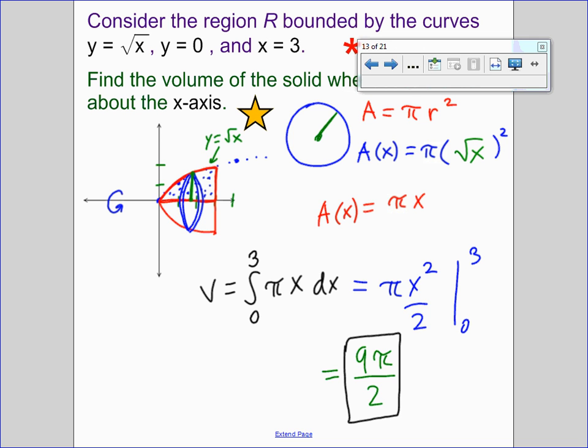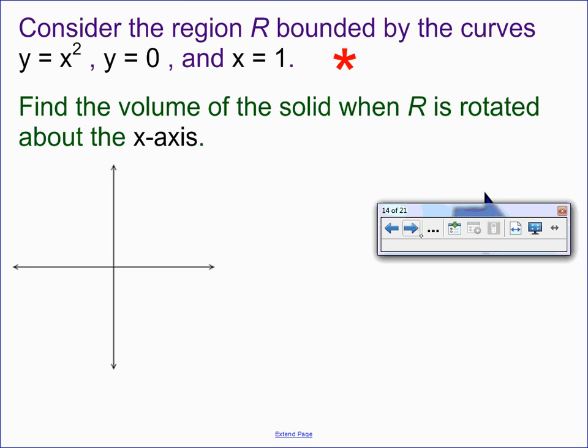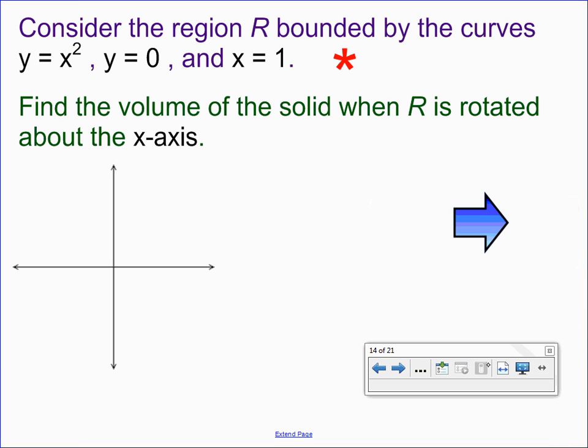Okay, so I can't wait to, yeah, there you go. Some of you have seen the trumpet already, so this is what I'm really super excited about. So let's take a look at another one. Let's consider the region R bounded by the curves y equals x squared, y equals 0, and x equals 1. Let's find the volume of the solid when R is rotated about the x-axis. So everybody, let's sketch my original region, shade that, and then rotate that original region about the x-axis and consider the three-dimensional shape that results.